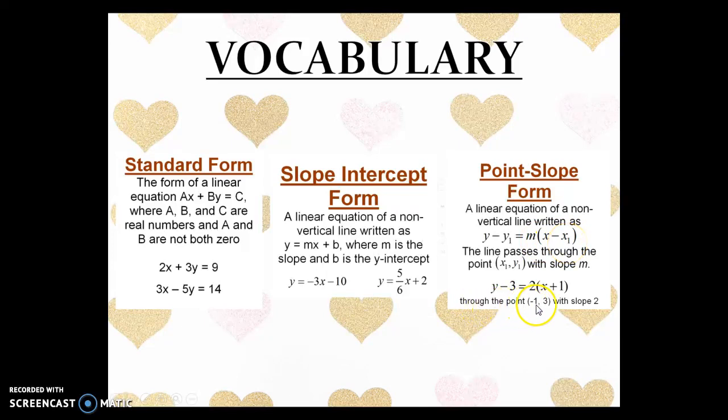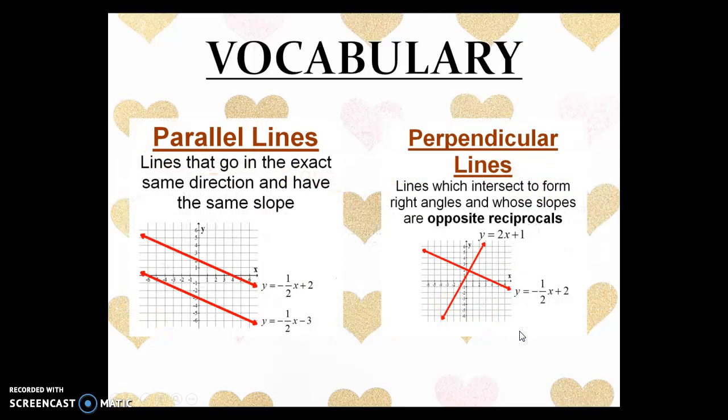If you're given a point, -1 and 3, with a slope of 2, the slope 2 obviously goes where the slope goes, m. Minus x means the opposite of whatever x is. X is a -1 here, so we make it a +1 here. And then opposite of y, so it's a -3. So that's what we're going to do today.